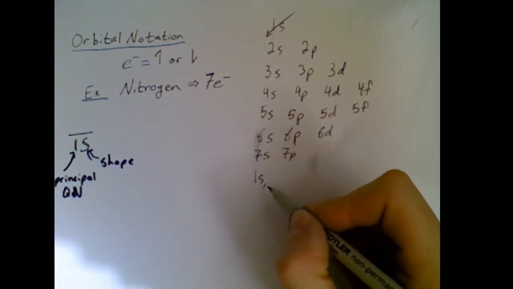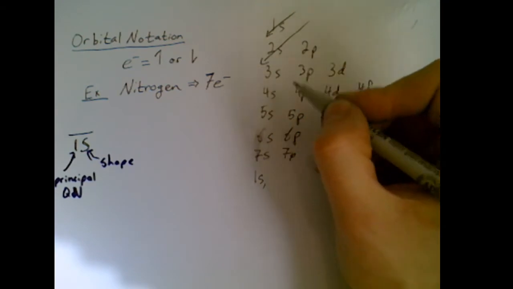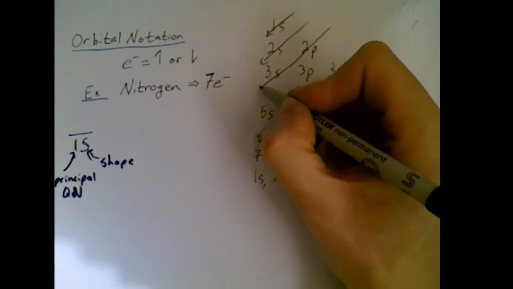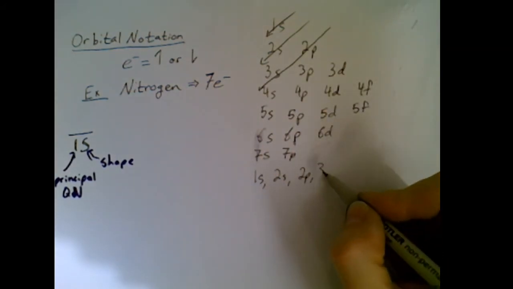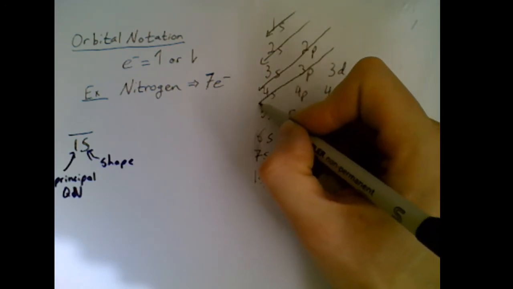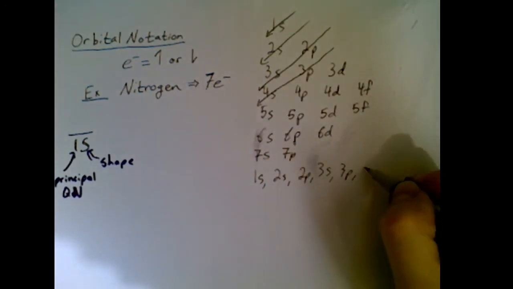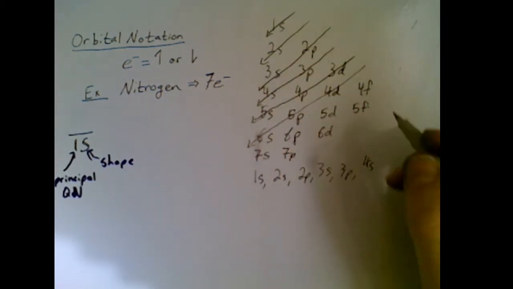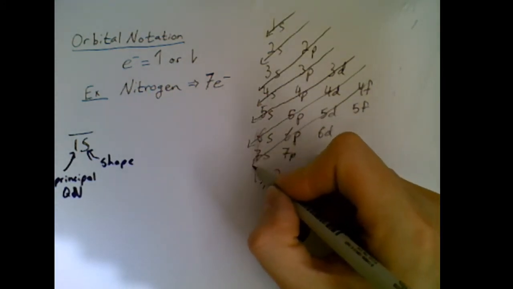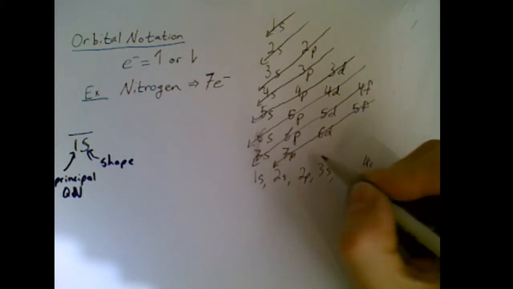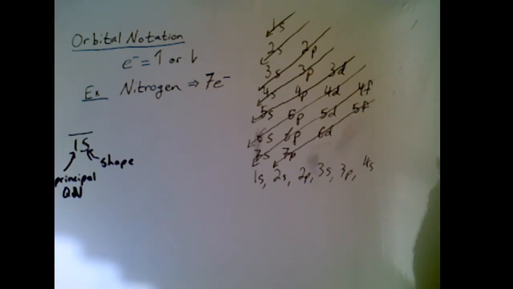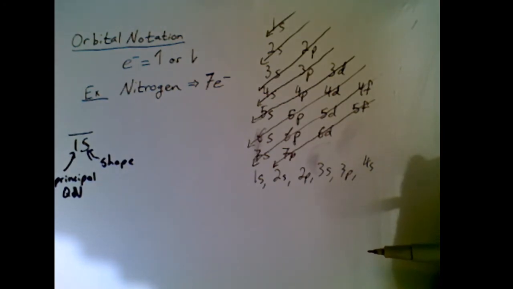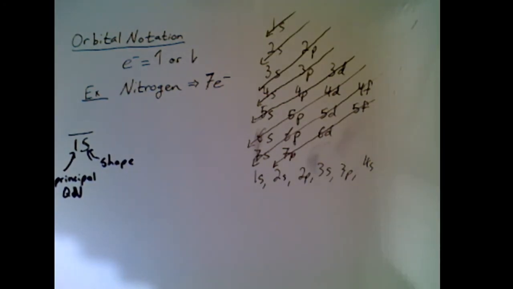So the first energy level is 1s. And then the next one is 2s. And then the next one is 2p. And then 3s. So 2p followed by 3s. And then 3p, 4s. 3d, 4p, 5s. 4d, 5p, 6s. 4f, 5d, 6p, 7s. 5f, 6d, 7p. And that's one way that you can learn the order that the orbitals go in, and make sure you follow the Aufbau Principle.